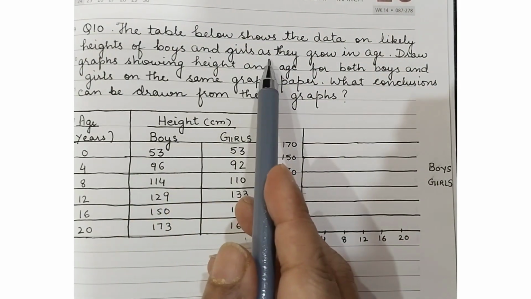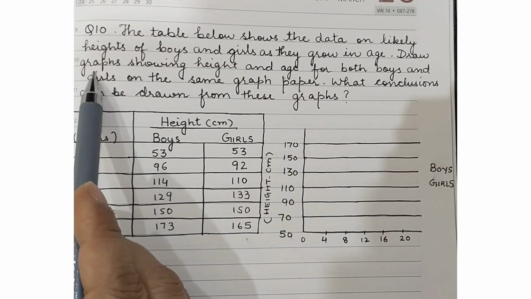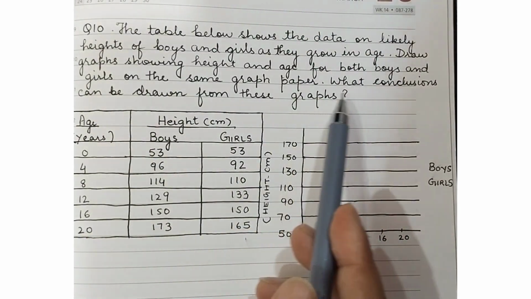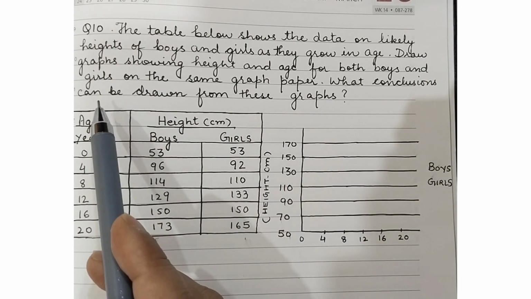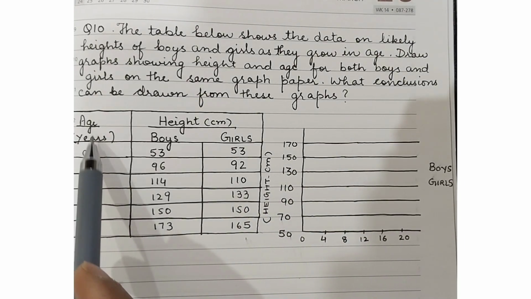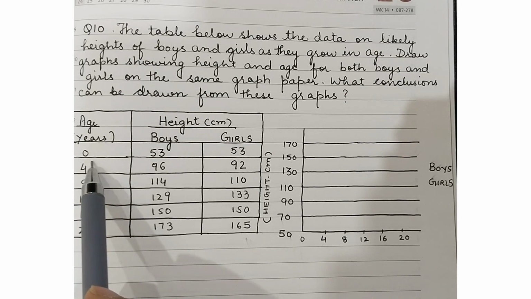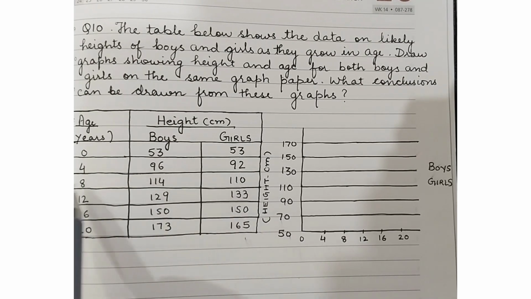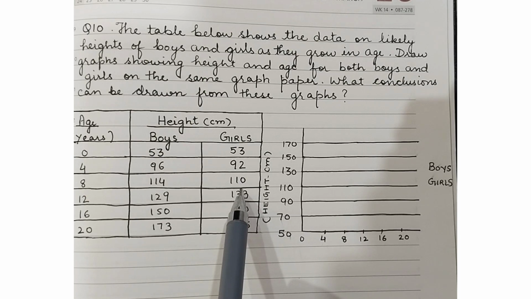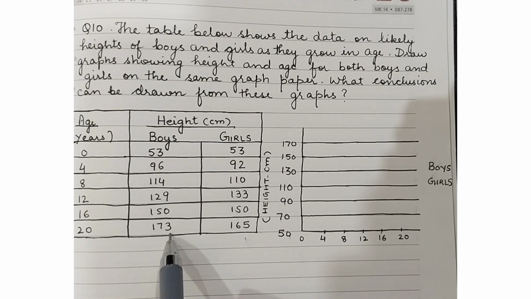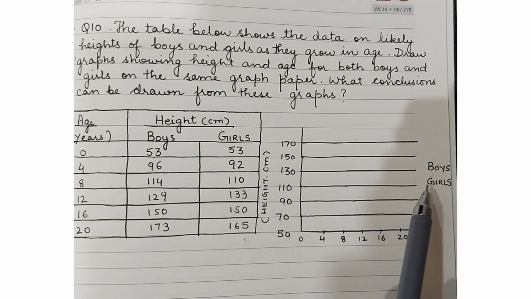Okay. So this table below shows the data on likely heights of boys and girls as they grow in age. Draw graphs showing height and age for both boys and girls on the same graph paper. What conclusions can be drawn from these graphs? Now, age in years is given to you. Then height of boys and girls is given: 4 years, 96 in boys, 92 in girls. 8 years, 114 centimeters in boys, 110 in girls. 12 years, 129 in boys, 133 in girls. Like this, you can see the age in years and height in centimeters of boys and girls.